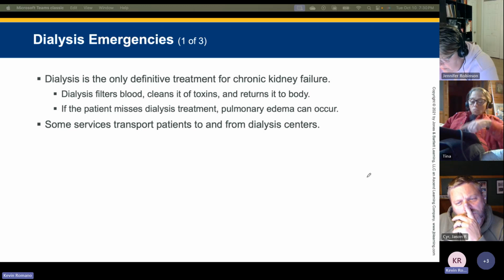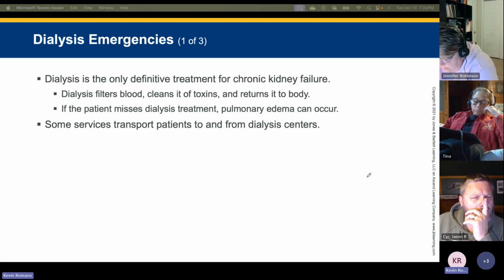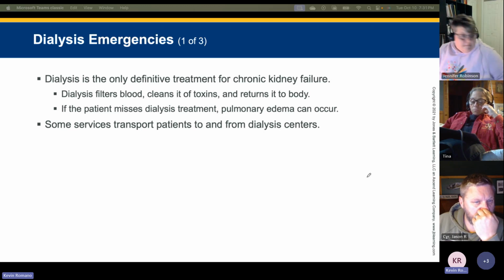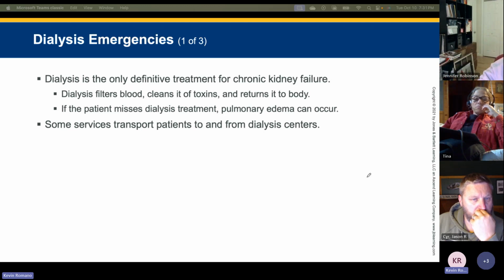Dialysis emergencies in patients with end-stage renal disease or chronic renal failure. Dialysis is the only definitive treatment. Dialysis filters the blood, cleans out the toxins, and returns it back to the body. If a patient misses dialysis treatment, weakness and pulmonary edema can be the first series of conditions that become progressively more serious from there. So some services transport patients from dialysis centers.